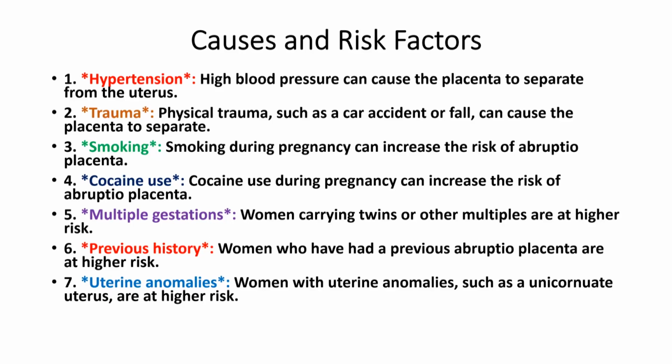The fifth one is multiple gestation. Women carrying twins or other multiples are at a higher risk. Sixth one is previous history. Women who have had a previous abruptio placenta are at higher risk. The last one is uterine anomalies. Women with uterine anomalies such as unicornuate uterus are at higher risk. So these are the causes and the risk factors of abruptio placenta.